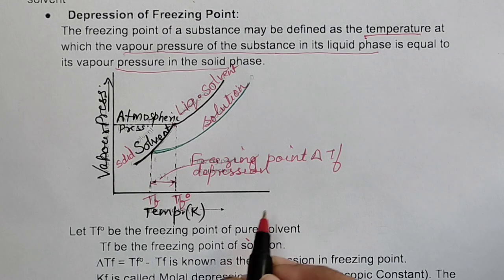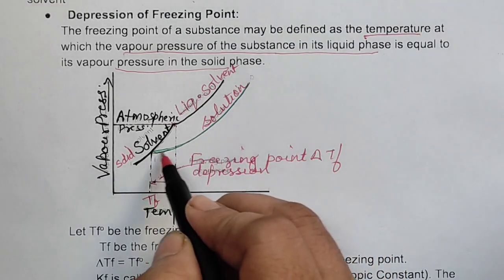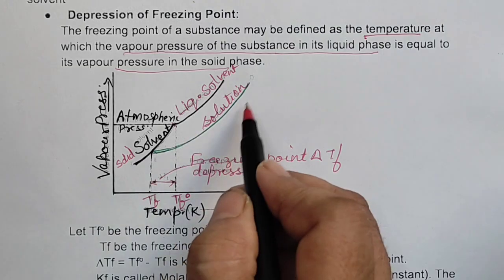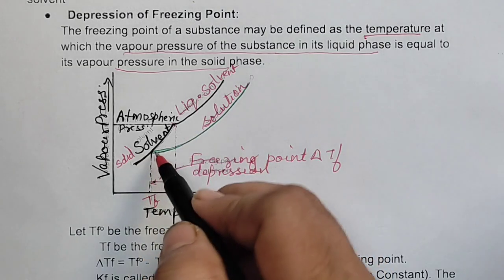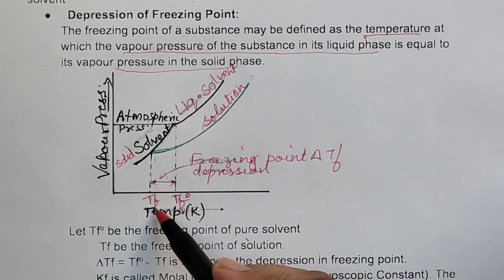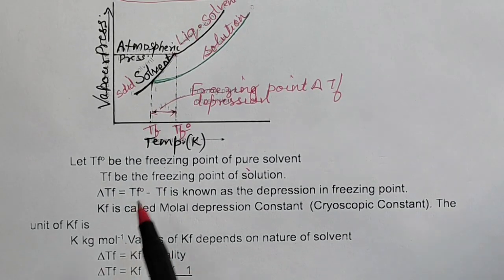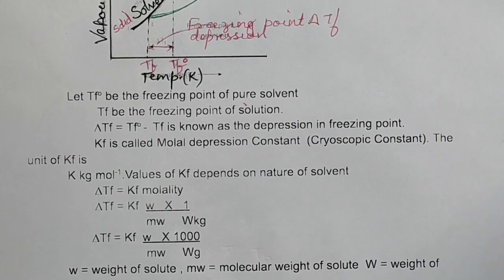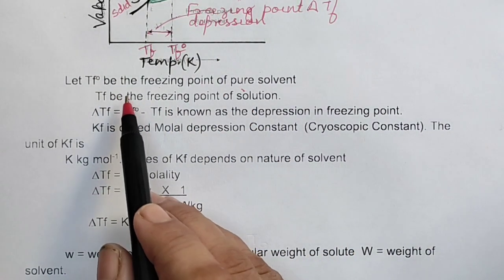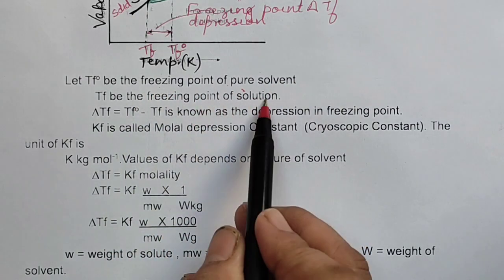It's the freezing point of the pure solvent. I've not added solute to it now. Now when you add a solute, it becomes a solution, and its graph is lower. So this is the point where the vapor pressure of the solid solution becomes equal to that of the liquid solution. So that is TF. So there is depression by adding the non-volatile solute to it. So you have the graph for it, right? And TF naught is referred to as the freezing point of the pure solvent.